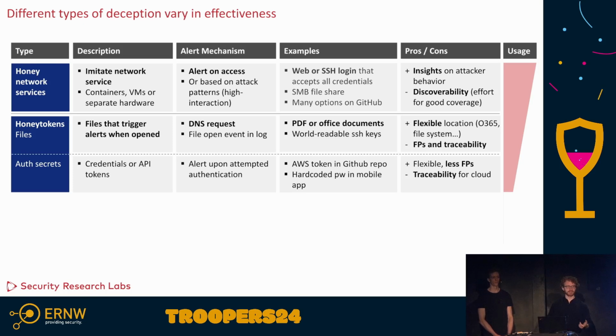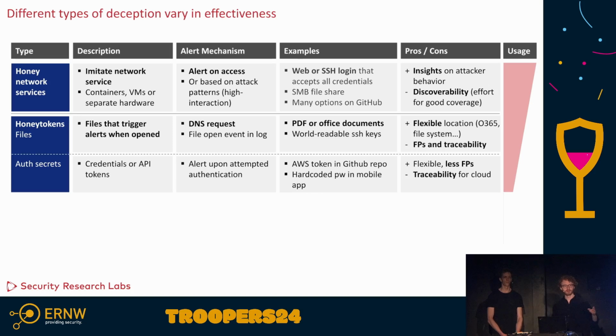The nice thing is the location is very flexible. You can place them in your on-premise network, but also in your cloud, on SharePoint, in some storage buckets. But next to the false positives, you also need to make sure that the traceability is given. Let's say you have this document that triggers a DNS request. The attacker downloads the document, opens it in their network, and you get the DNS request. Well, then you know that somewhere there's an attacker who got the file, but you need to be able to trace back from where in your network they got this file. So you cannot just take the same file and place it in a lot of different locations.